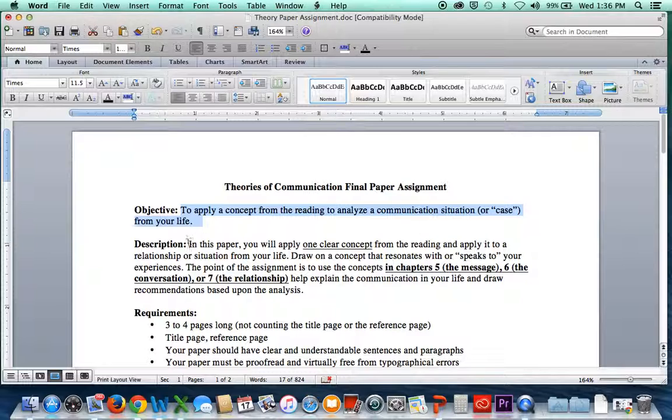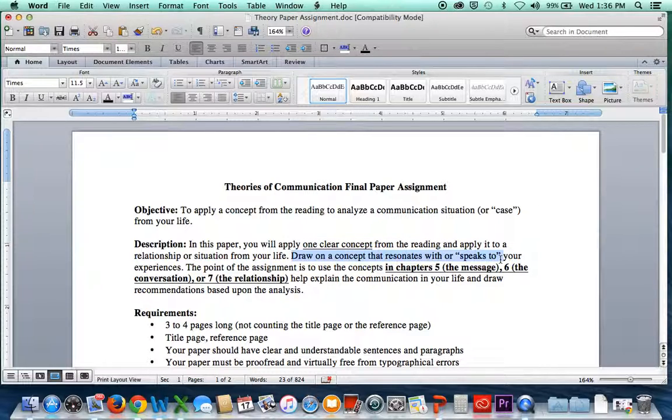So the idea is that you want to take one clear concept from the reading and apply it to some kind of relationship or situation from your personal life. You shouldn't write a paper that's about you observing a situation, like you noticed what your boss is doing with other people or what's happening between your parents or your roommates. It should involve you as a central character. You want to draw on concepts that resonate with or speak to your experience.